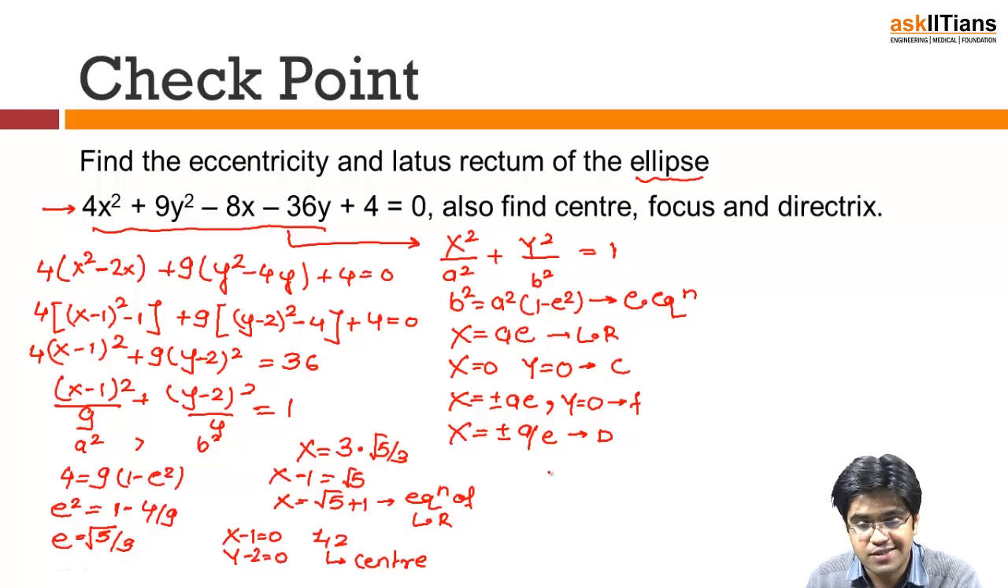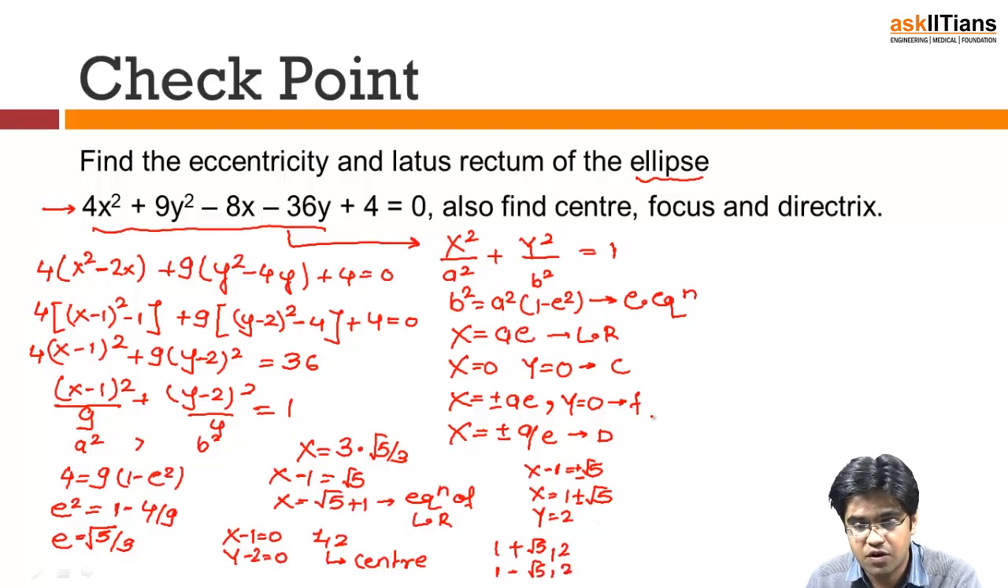Now the focus. Capital X is equal to plus minus ae and capital Y is equal to 0. So capital X, or x minus 1, is equal to plus minus root 5. So x is equal to 1 plus minus root 5, and y minus 2 is equal to 0, so y is equal to 2. That means your two focuses are (1 plus root 5, 2) and (1 minus root 5, 2).